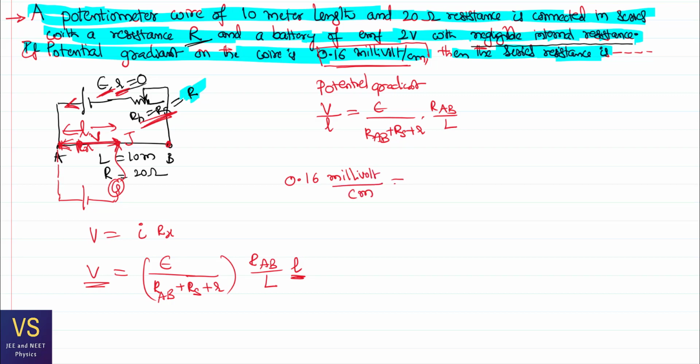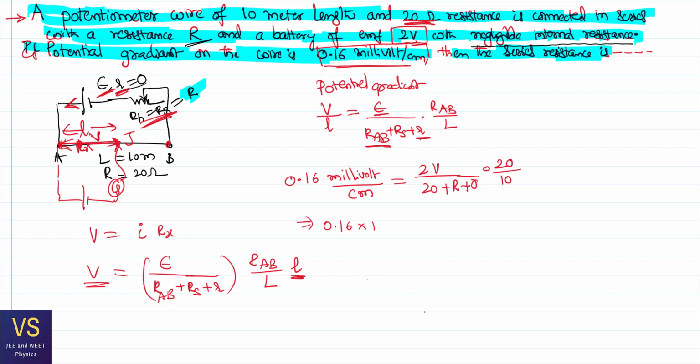Per centimeter is equal to EMF E is given for you in the problem. What is that? EMF is 2 volts. Resistance of the wire is also given for you in the problem, 20 ohms. Series resistance is R, we have to find out. Internal resistance is given as 0. Resistance of the wire is 20, length is 10. Now let us simplify this.